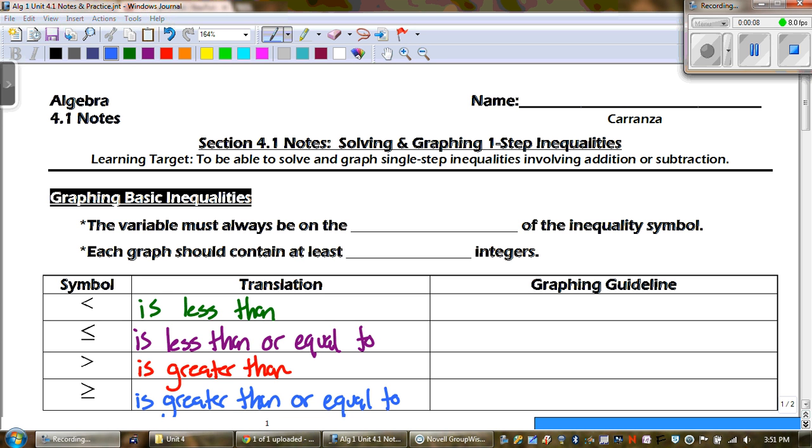Today we're going to be talking about solving and graphing one-step inequalities. Our learning target today is to be able to solve and graph single-step inequalities involving addition or subtraction.